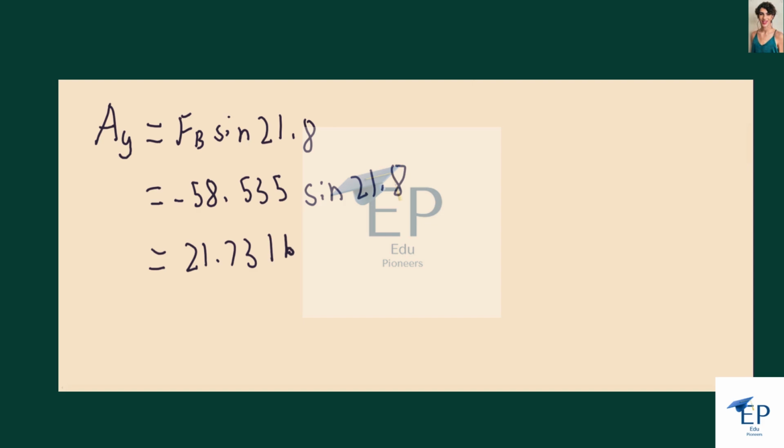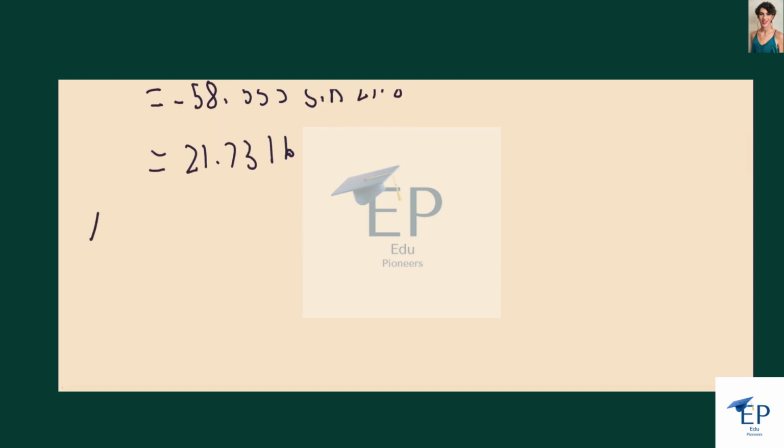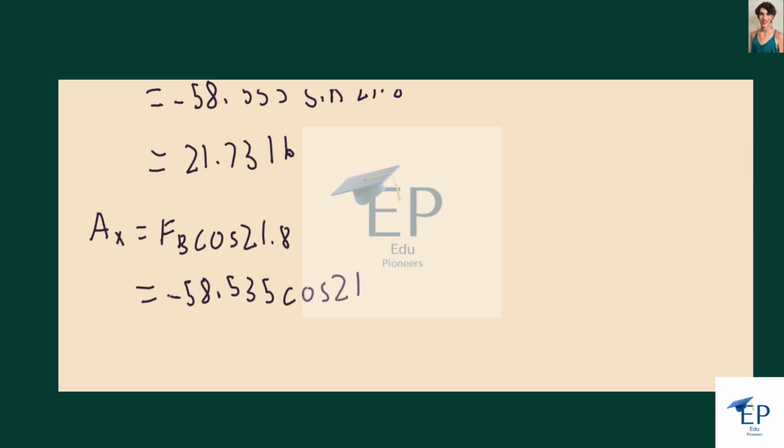And we can do the same thing for the x component. So to get A of x, we write this as F of B times the cosine of 21.8. And we plug in F of B, and this will give us an x component of negative 54.34 pounds.